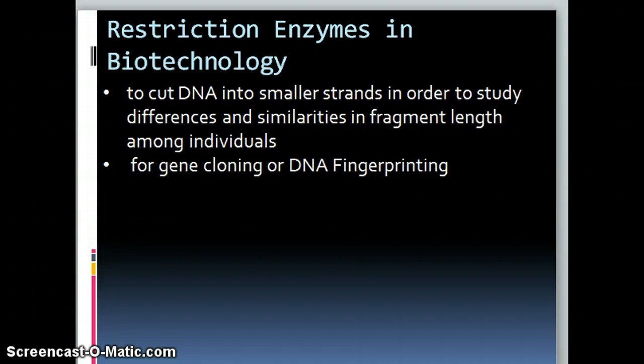Restriction enzymes in biotechnology. They are used to cut DNA into smaller strands in order to study differences and similarities in fragment length among individuals, and also scientists could use restriction enzymes to manipulate the molecule for research, as in gene cloning or DNA fingerprinting.